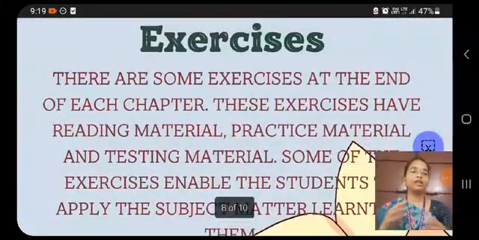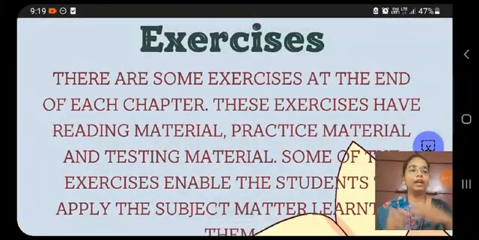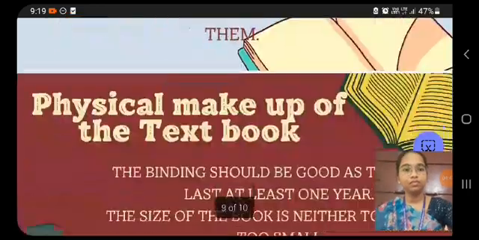The next thing is exercises. We all know that the exercises will be at the end of the textbook, the end of the lessons and units, even at the end of the page. They can be essay type questions, subjective type questions, or short answers. They are application based. The students will apply the knowledge they have learned in their unit or lesson to the questions.